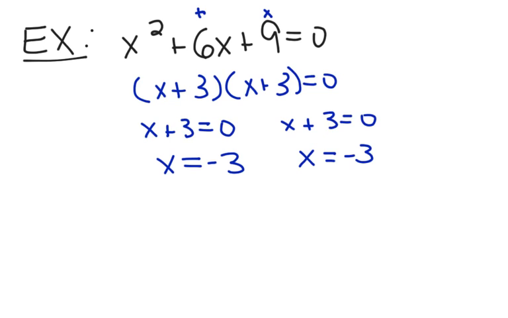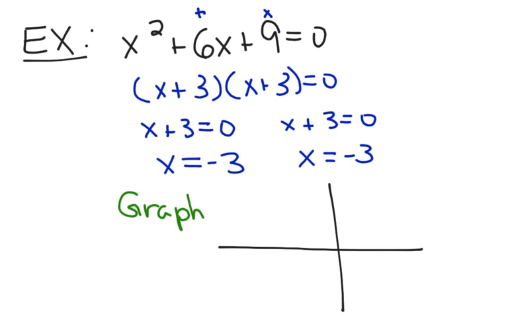If you are to graph this, you'll see the graph hits the x-axis at -3. And that's it. That's where the vertex lies. So it only touches the x-axis one time.